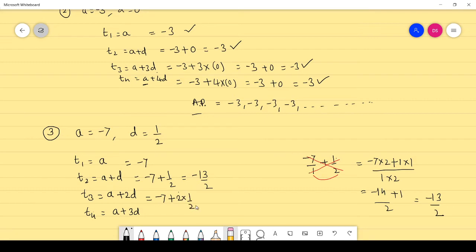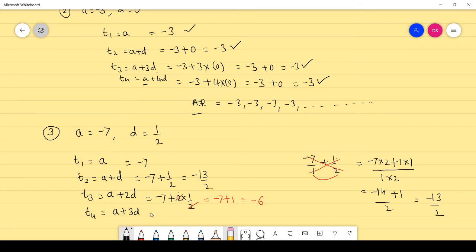2 into 1 by 2. Now let's simplify this. What will happen over here? This 2 will get cancelled with this 2. Minus 7 plus 1 will remain over there. What will remain over there? Minus 7 plus 1. What is it? That is equal to minus 6. So we got the next term, that is equal to minus 6.